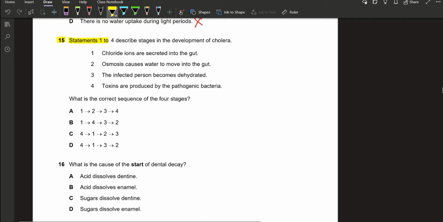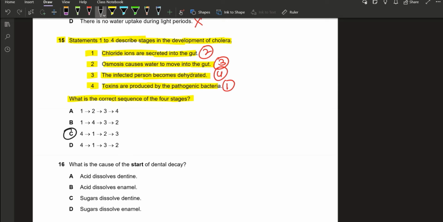Question number 15. Statements 1 to 4 describe stages in the development of cholera. What is the correct sequence of the 4 stages? Statement 1 says chloride ions are excreted into the gut. Statement 2 says osmosis causes water to move into the gut. Statement 3 says the infected person becomes dehydrated. Statement 4 says toxins are produced by pathogenic bacteria. So we can arrange the statements in the order 4, 1, 2, and 3. So the correct option would be option C.